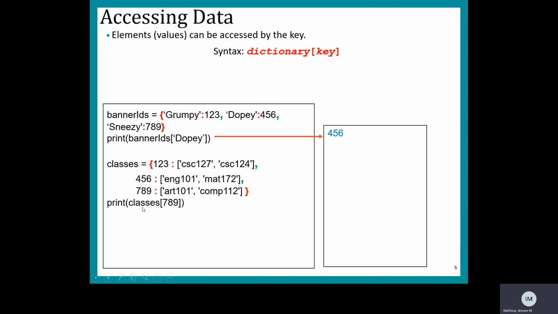Here, if I go to the classes dictionary and say, print me what's at 789, well, what's at 789? The key is 789. The value is this list that has 2 classes, art and comp.